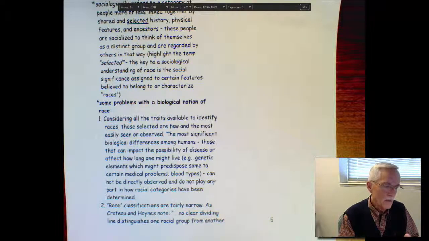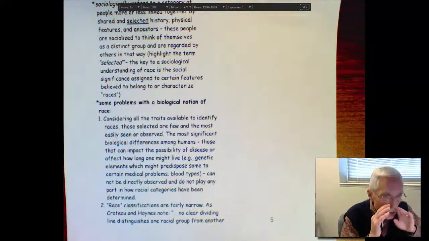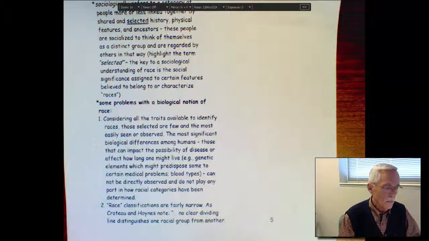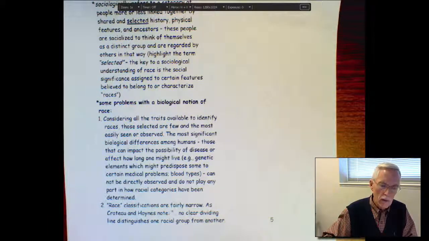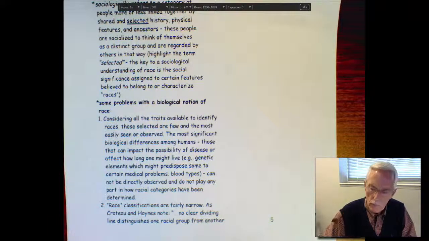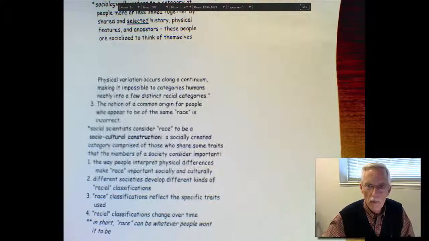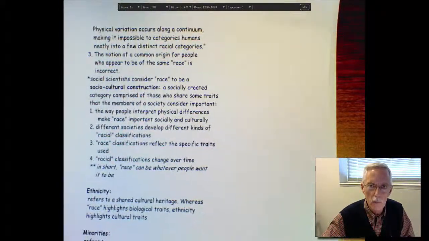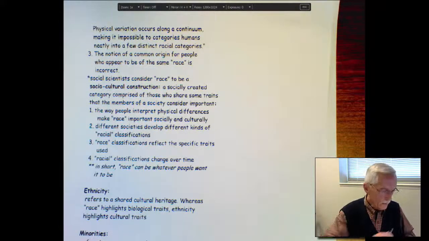When you start applying elements like blood type, facial type, and other physical attributes, including skin color, all vary more within the categories known as races than between or among them. So you want to remember, as I have noted, again drawing from the research of several other social scientists and analysts, bear in mind that physical variation is going to occur along a continuum. But then look at number 3. There is this notion that there's a common origin for people who appear to be of the same race.